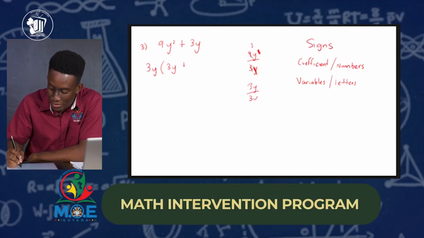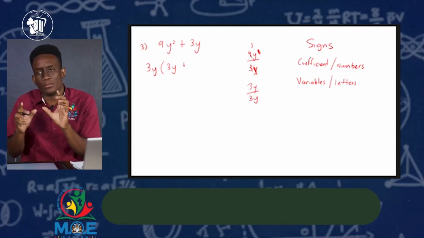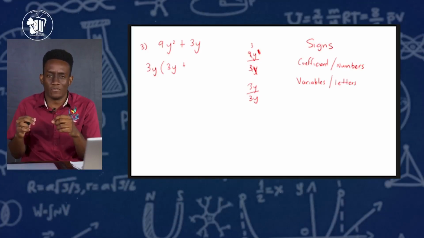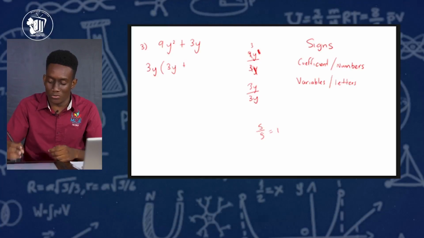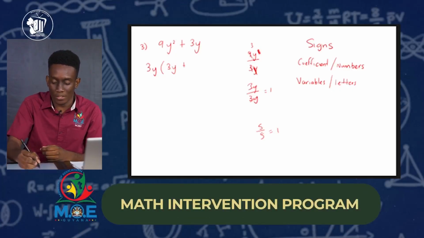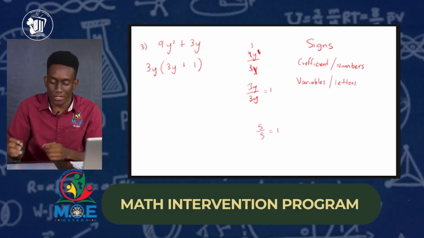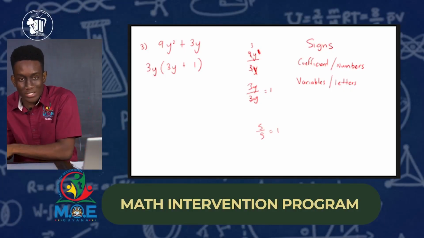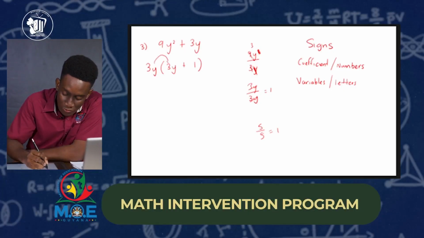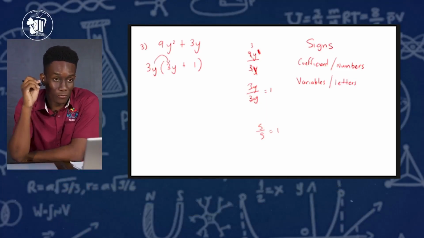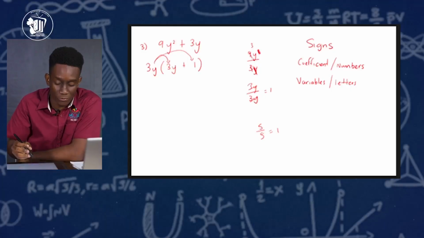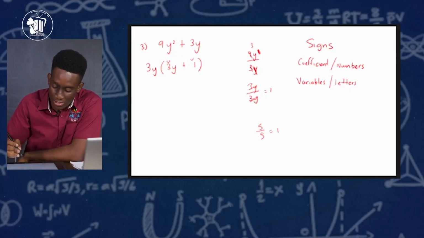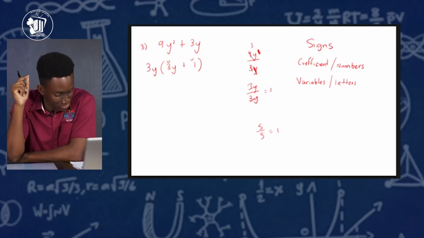3y divided by 3y. Any number or any term over itself, we know that is equal to 1. If you had 5 over 5, we know that is equal to 1. So 3y divided by 3y would simply be equal to 1. And of course, we can check to see what we did is correct. So we distribute 3y times 3y. That would give you, of course, 9y squared. And 3y times 1 would, of course, give you 3y. So that is how we know that we have factorized correctly.